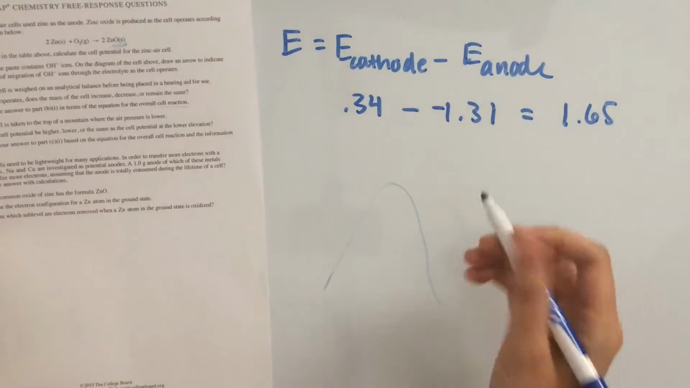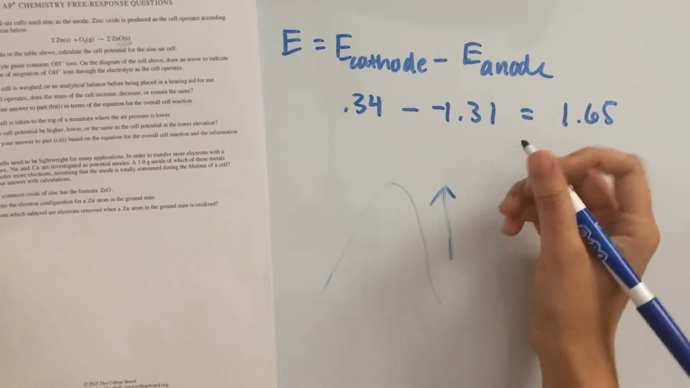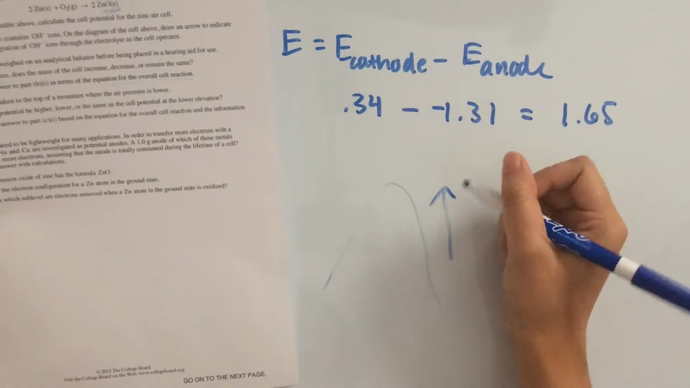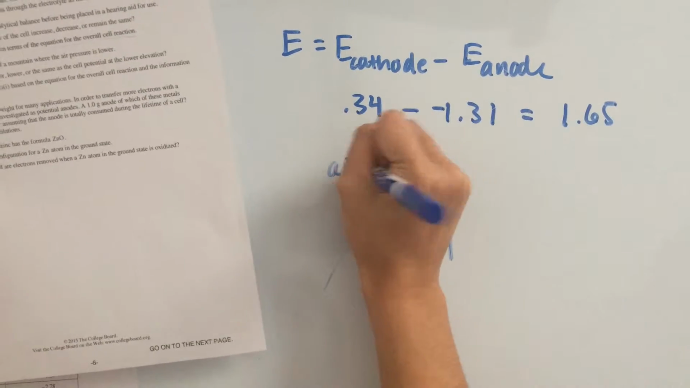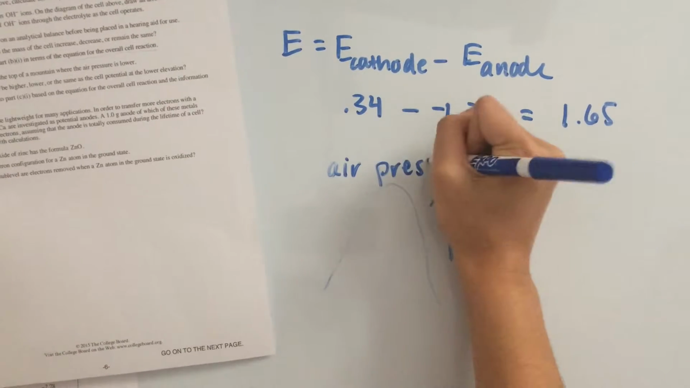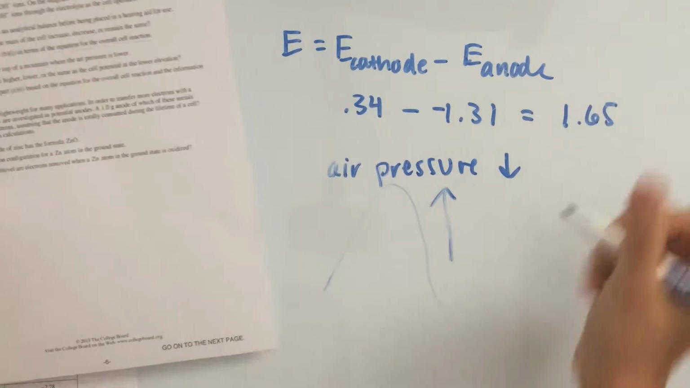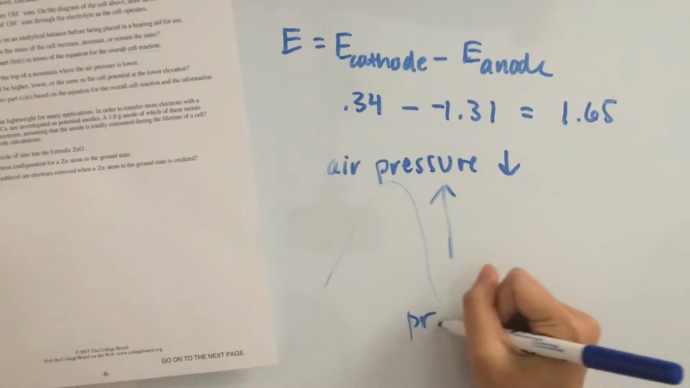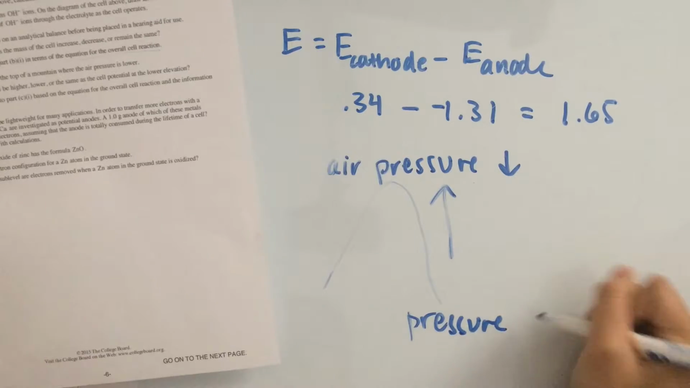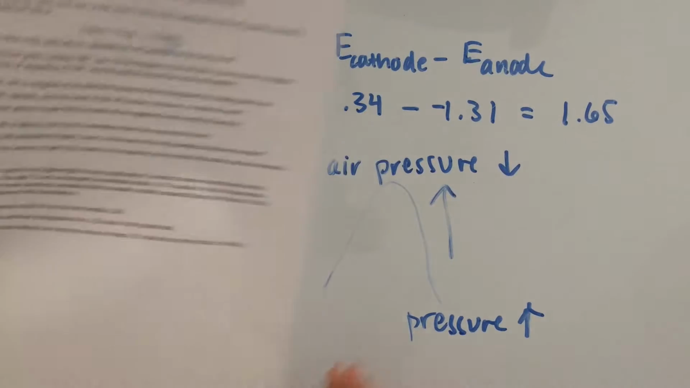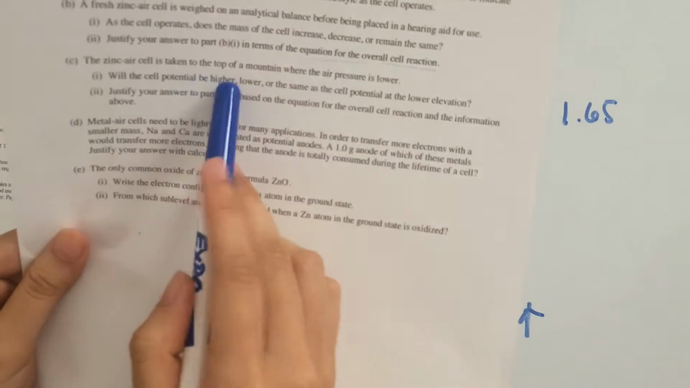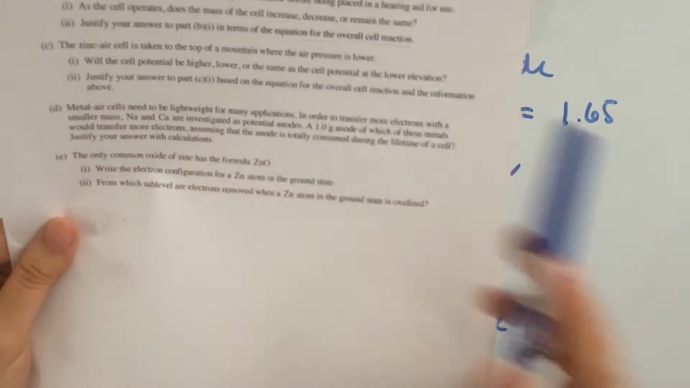We have a mountain, and we're taking the cell up to the top, and air pressure is lower here, and air pressure is higher here. Okay, let's remember that. So will the cell potential be higher, lower, or the same?